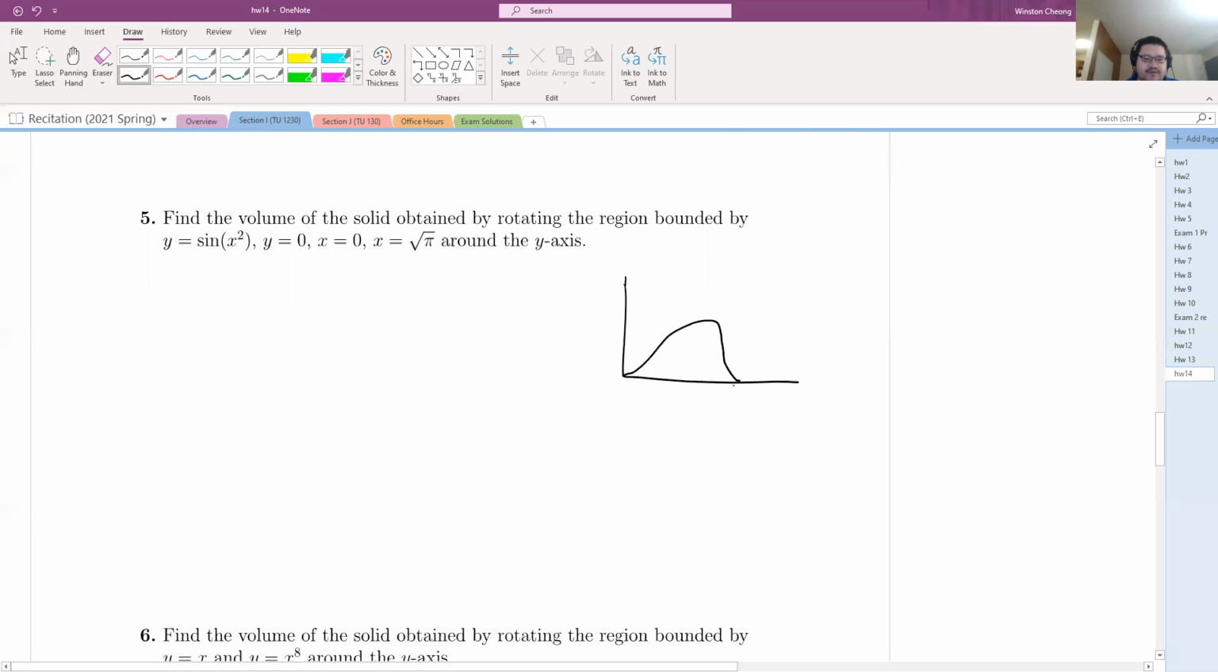And if you do graph it, you'll see something that looks a little bit like that. It turns out we only need to consider it up to the first peak, because we're bounding our problem by x equal to root pi. If you just plug that in, you get sine of pi, which is equal to 0. So it's like the first intersection that this thing actually does. And y equals 0, x equals 0, those are also just bounds. So this kind of shape is roughly what we're considering.